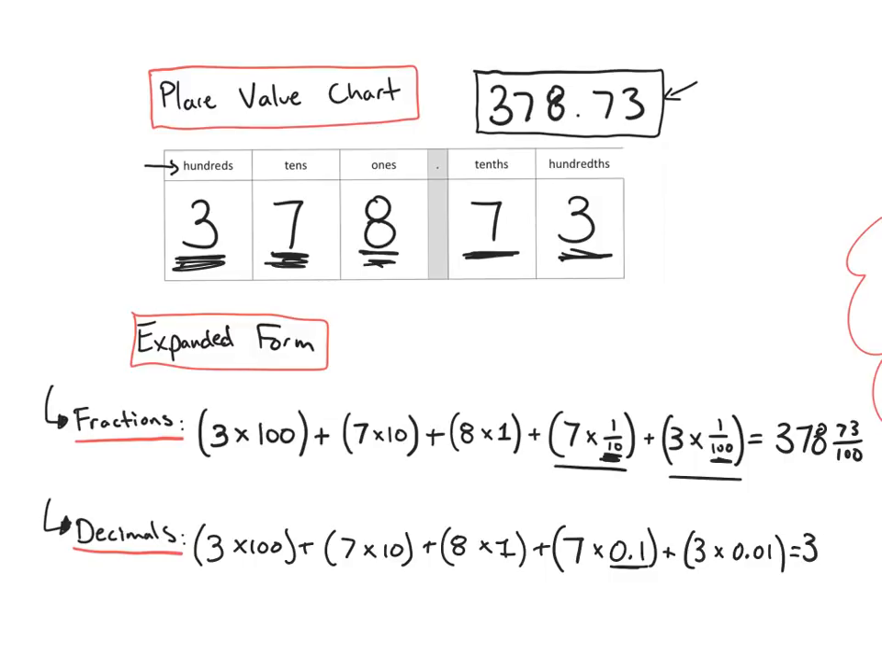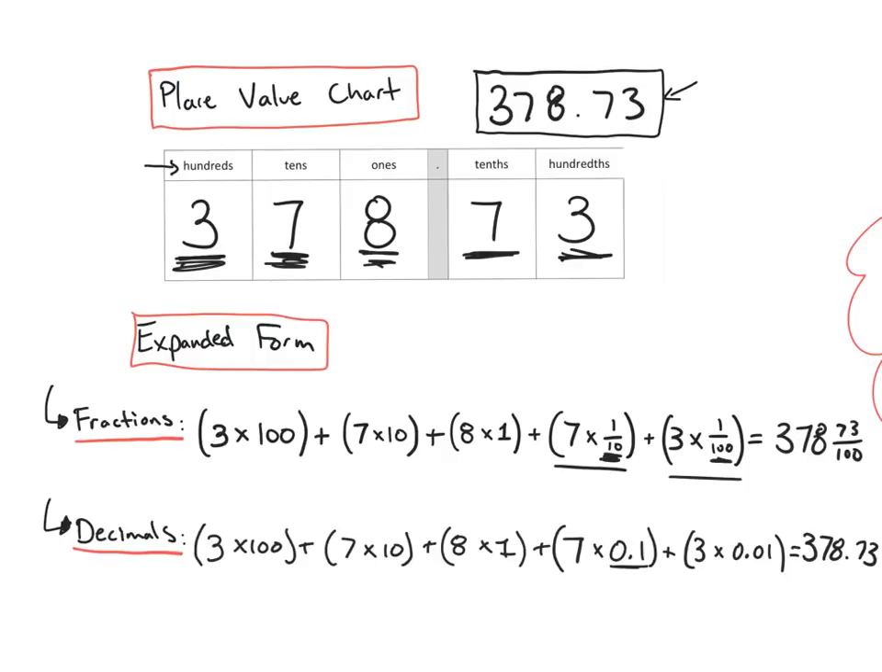And then I can represent this number as a decimal, 378 and 73 hundredths. So that's one example of taking a number, representing it with a place value chart, and then expanding it out into expanded form two different ways.